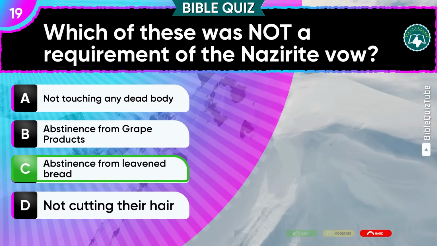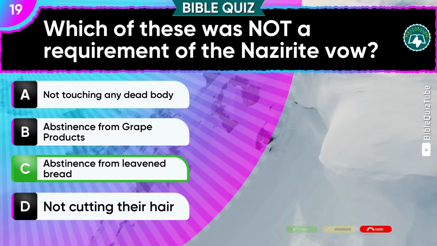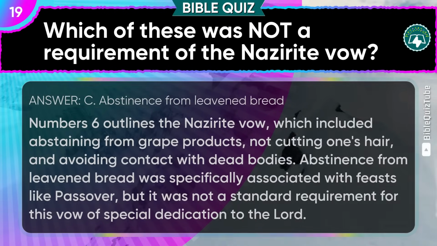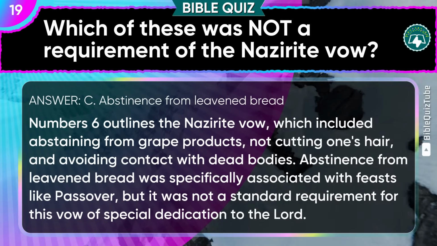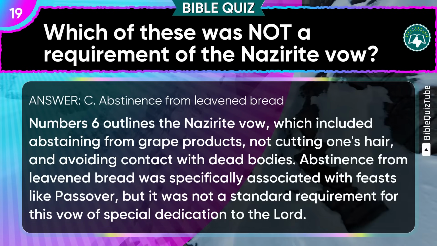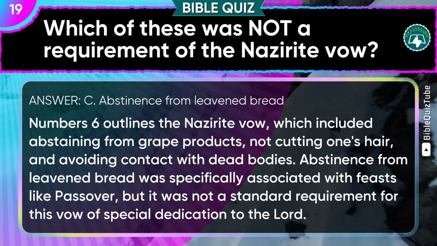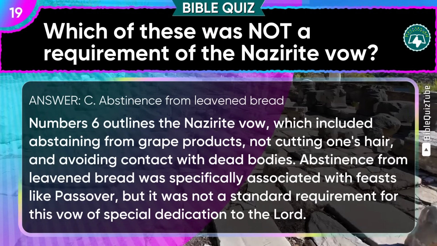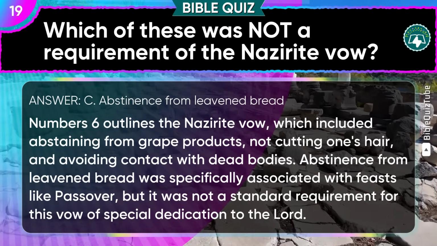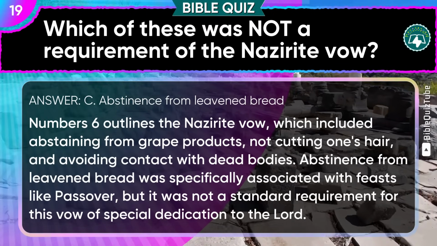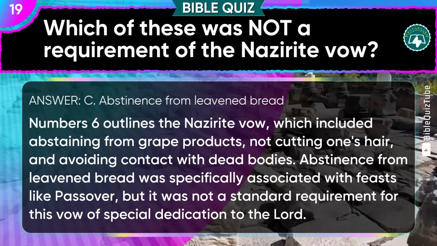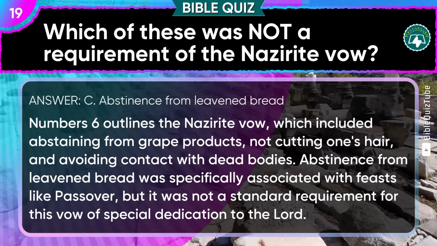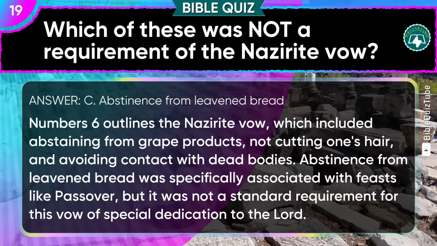The valid answer is C. Abstinence from leavened bread. The explanation. Numbers 6 outlines the Nazirite vow, which included abstaining from grape products, not cutting one's hair, and avoiding contact with dead bodies. Abstinence from leavened bread was specifically associated with feasts like Passover, but it was not a standard requirement for this vow of special dedication to the Lord.